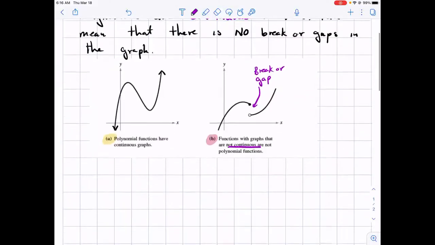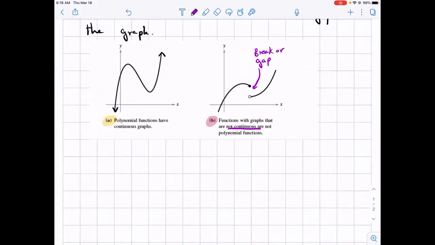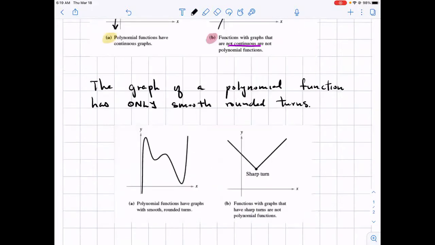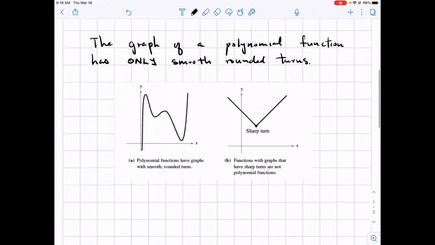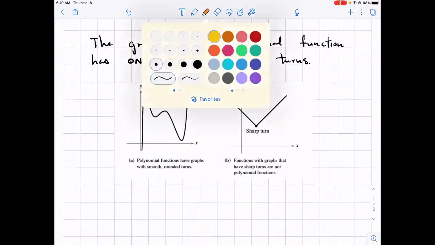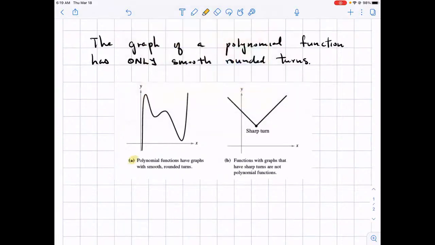Another feature you will see is that polynomial functions are very smooth, meaning that they have rounded turns. So let me show you a picture of that. If we look at these two graphs, you will notice that in the first graph, which we call A, the turns here are very smooth. They're sort of rounded turns.